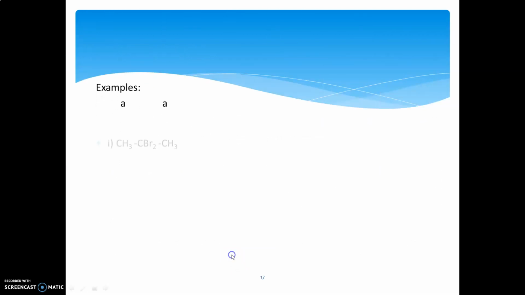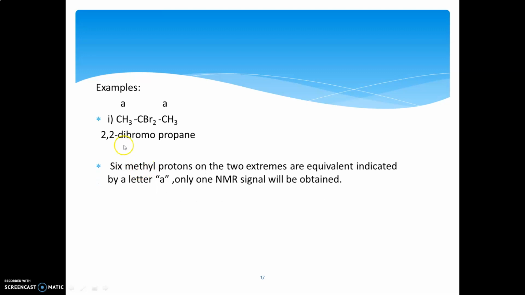Examples are 2,2-dibromopropane. We have CH3, CH3. Here two bromine atoms are attached to the carbon. So the environment for this proton and this proton is the same. So the six protons of the methyl groups on the two extremes are equivalent, indicated by letter A and A. Only one NMR signal will be obtained.